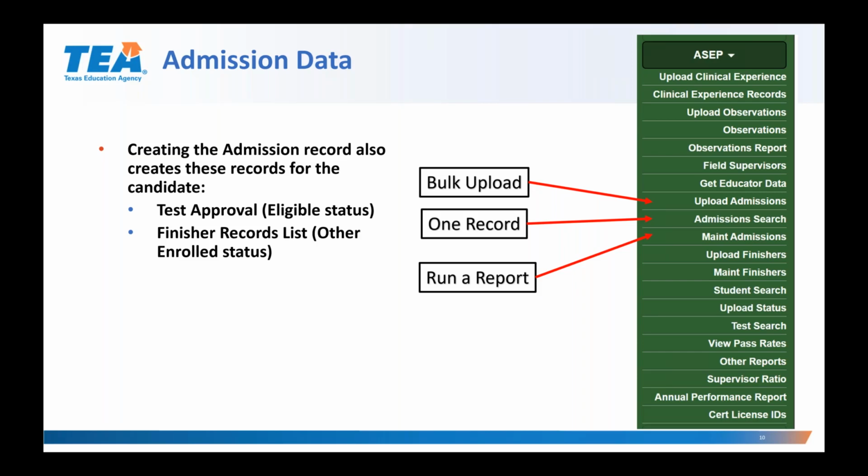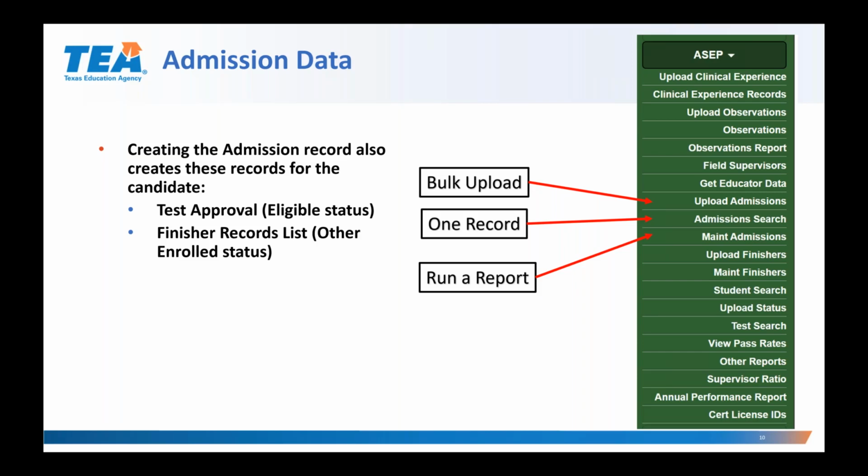The admission record has a very helpful feature in that it automatically creates 2 more records for the admitted candidate. First, an enrollment record is created on the finisher records list with the status populated as other enrolled. For your convenience, that other enrolled status will roll over each year the candidate is enrolled until you change the status to finisher or until the candidate leaves and you remove the candidate from the finisher records list.